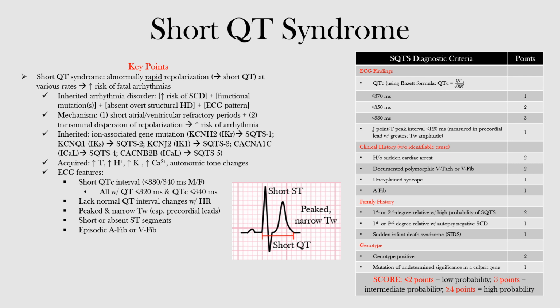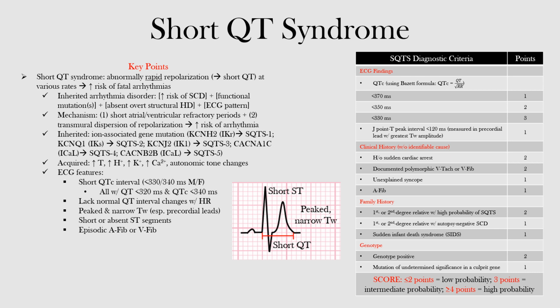So first off, as you would expect, a short QTC interval is the hallmark of the disorder. In general, a short QTC interval can be considered anything less than 360 milliseconds. However, there are many normal patients with a short QTC interval of less than 360 milliseconds. So when you should really start to consider short QT syndrome is when you have a QTC interval that's less than 330 milliseconds in males and less than 340 milliseconds in females, okay?